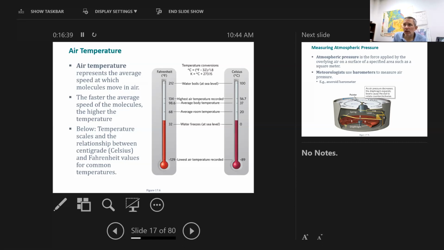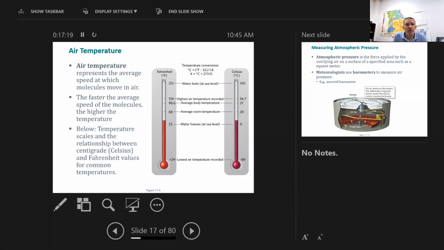But so we can see these two standard temperatures here. The lowest temperature ever recorded is negative 89 degrees Celsius, or negative 129 degrees Fahrenheit. Water freezing at 0 degrees Celsius and boiling at 100 degrees Celsius, or 32 and 212 degrees Fahrenheit. The highest air temperature ever recorded is 134 degrees Fahrenheit, or 56.7 degrees Celsius. And so there is the standard relationship.